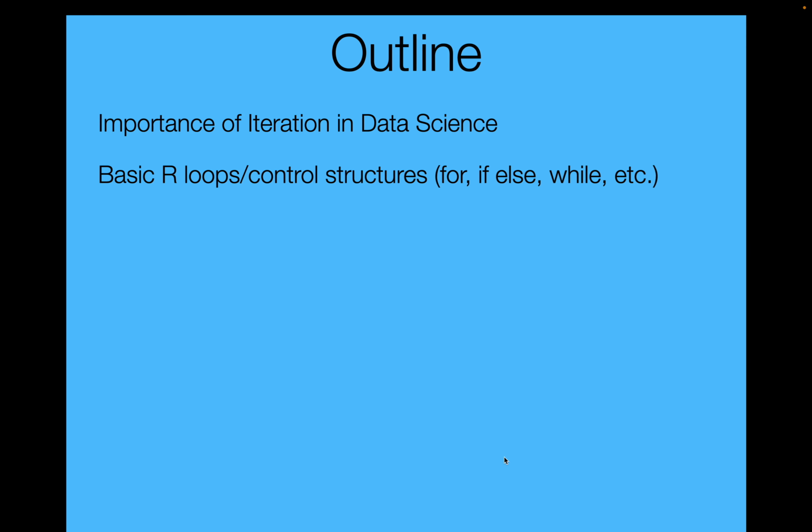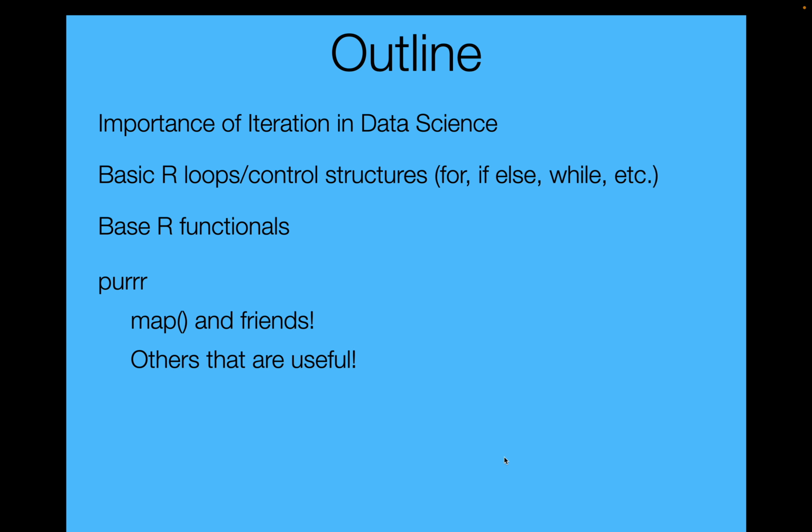And then we'll have a review of the basic control structures that you learned about in the first R homework or the second R homework, one of those early R homeworks. We'll go over it a bit more explicitly. And then we're going to talk about functionals. What is a functional? No, that's not a typo. I didn't mean functions. A functional is something special, and so we'll talk about that. And then we'll talk about the purrr equivalents to those base R functionals, which are a function called map and friends. Okay, and then I'll talk about some others that might be useful.